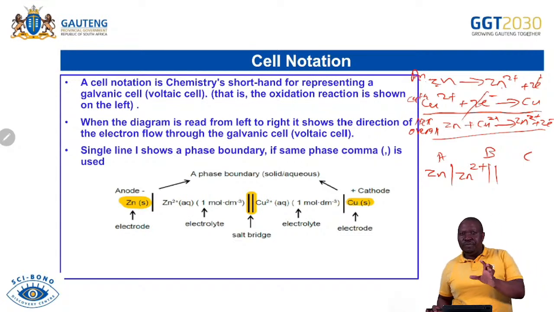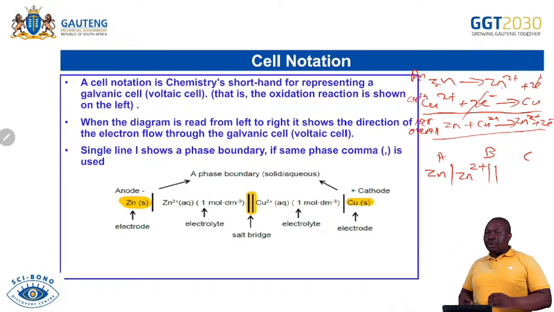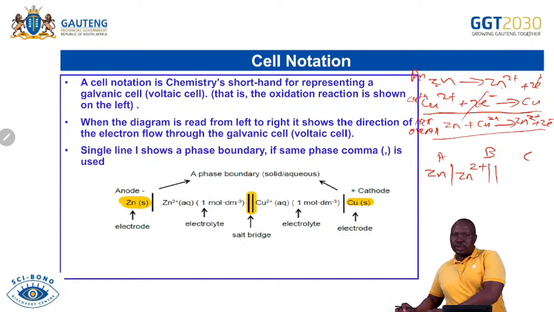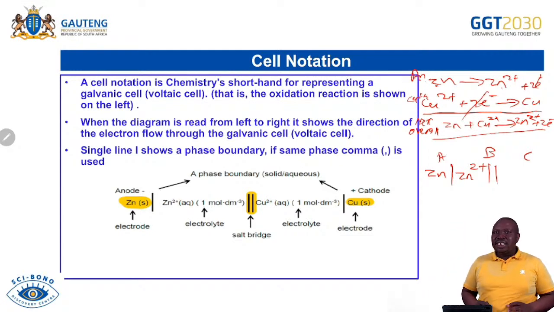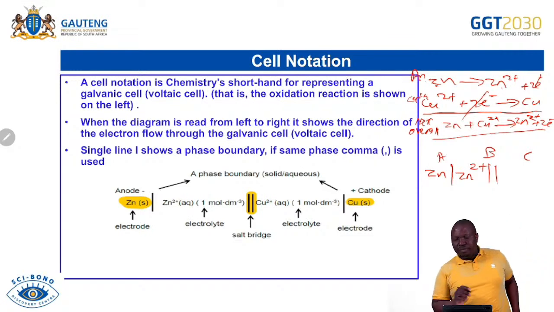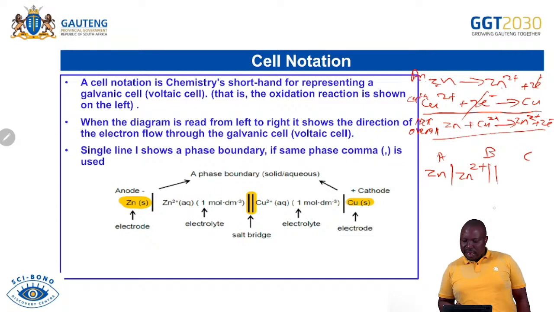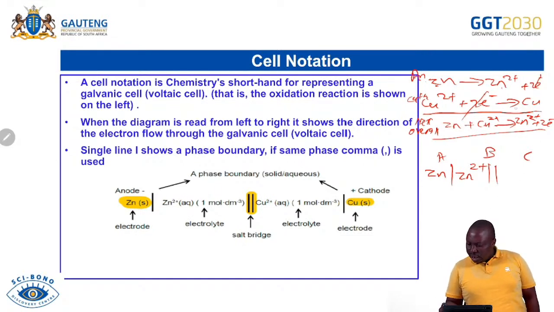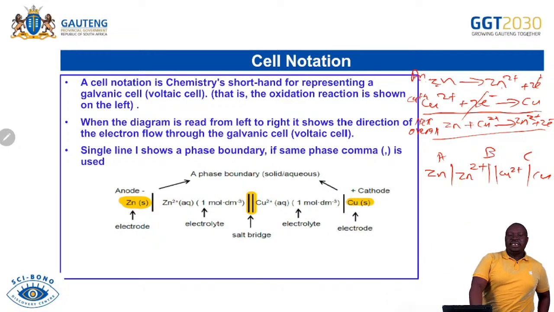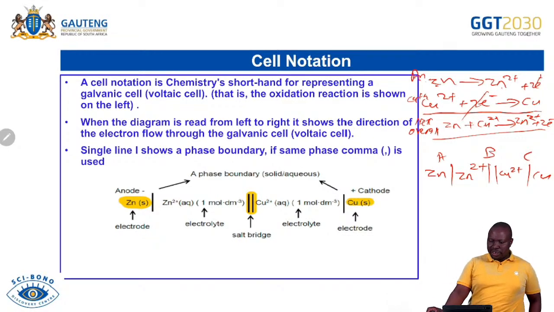You saw how the charges flow. We said the cations, the positive ions, will move to the cathode. The anions or the negative ions will move to the anode. Don't forget that. So the salt bridge is indicated by the 2 lines. When you see those 2 lines, you know that they represent the salt bridge. Then on the cathode, we have copper 2 plus forming copper. So you can see this slide nicely explained what I was trying to show you there.